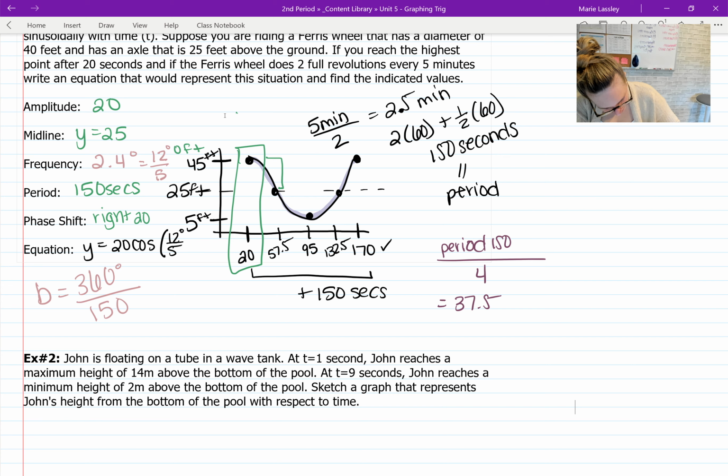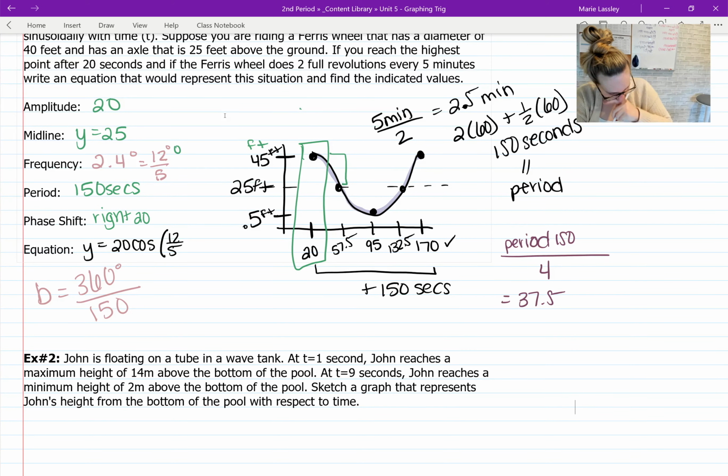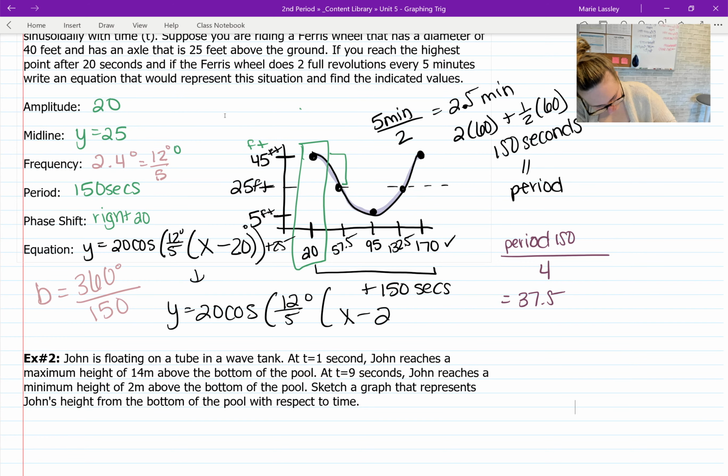There, we're just going to go that way. So there we go. Okay. All right, degrees, parentheses, x minus 20, close, and then plus 25. I'm just going to write this. I ran out of space. It's okay. Y equals 20 cosine, parentheses, 12/5 degrees, x minus 20 plus 25. There's my equation.